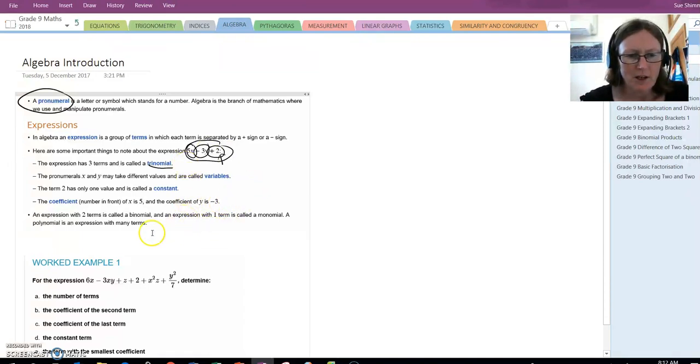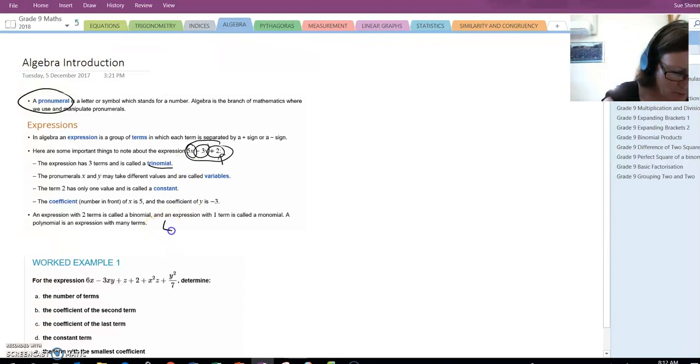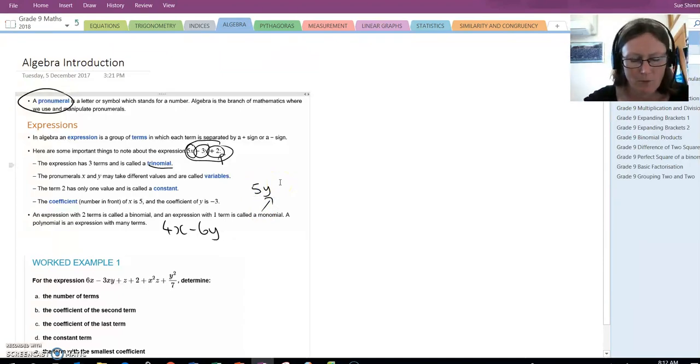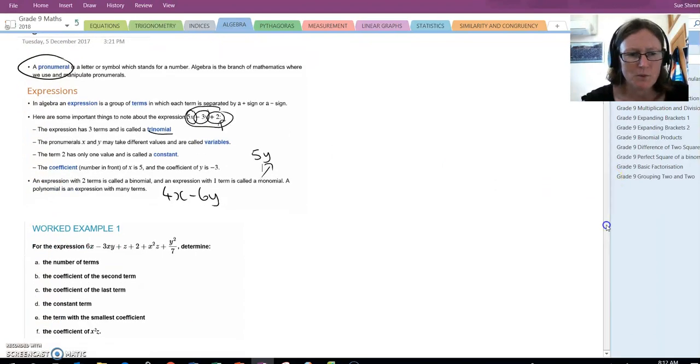If an expression only has two terms, so for example 4x subtract 6y, we call that a binomial, two terms. If an expression only has one term, so for example 5y, we call that a monomial. A polynomial has many terms. Let's look at this worked example here.